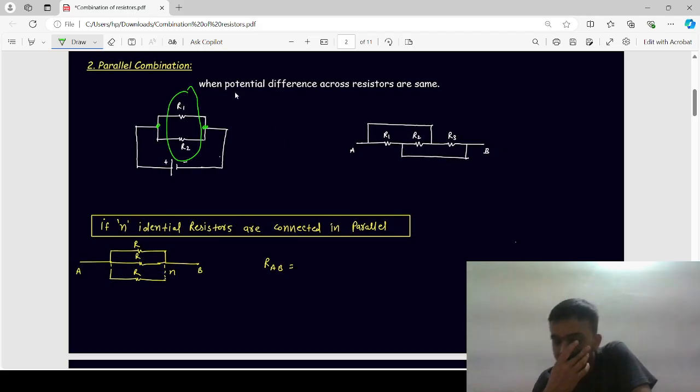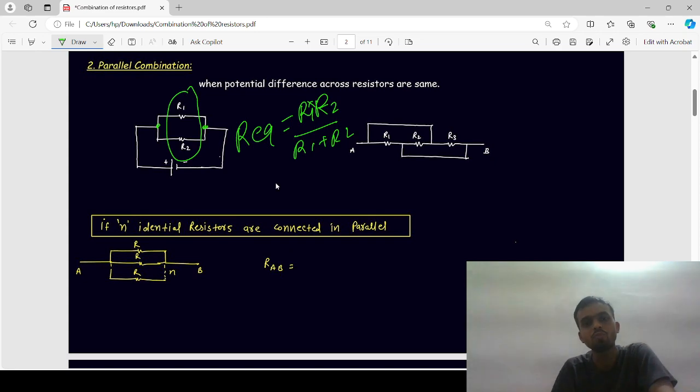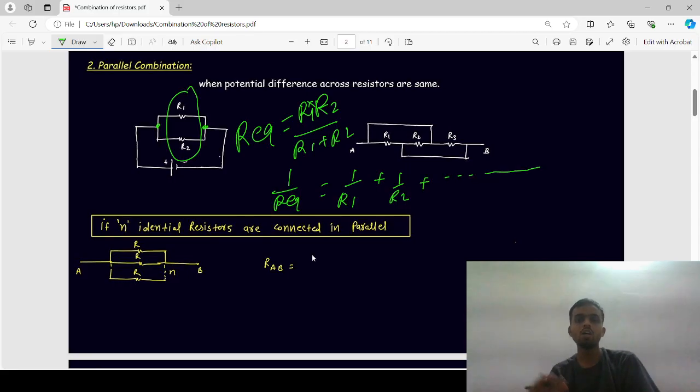So in parallel combination, R equivalent of these two, we will get from Kirchhoff's loop law and junction law, will be nothing but R1 into R2 divided by R1 plus R2. Or in general, 1 upon R equivalent will be nothing but 1 upon R1 plus 1 upon R2 plus so on, if the circuit has more than one resistor.